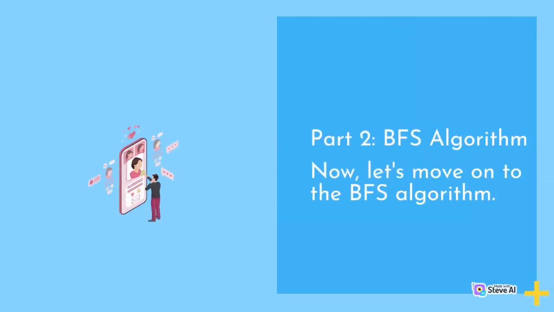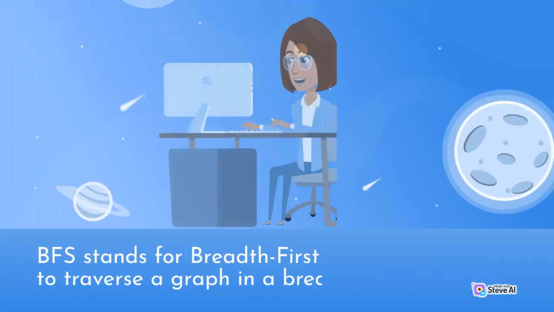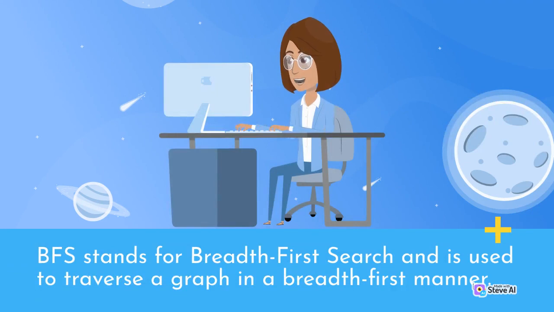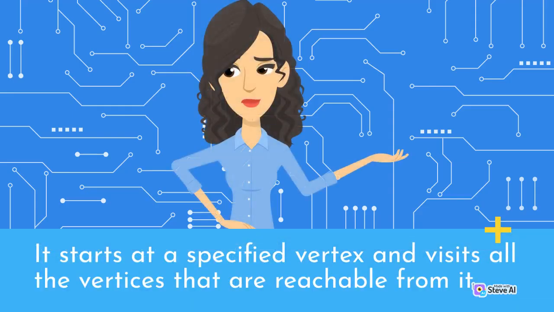Part 2. BFS Algorithm. Now, let's move on to the BFS algorithm. BFS stands for breadth first search and is used to traverse a graph in a breadth first manner. It starts at a specified vertex and visits all the vertices that are reachable from it.